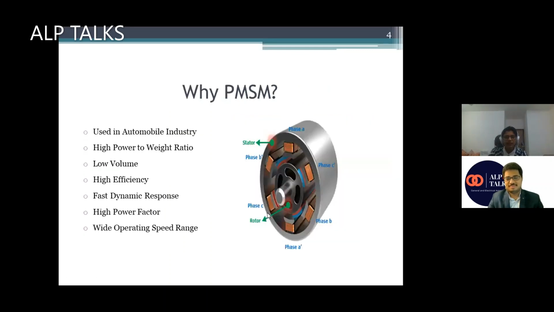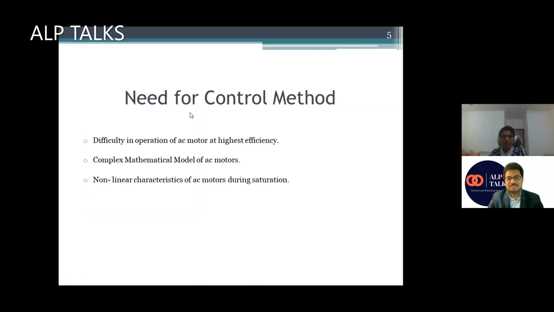And then we'll see why we are using PMSM. We use it now because electric vehicles are emerging more nowadays, so it can be used in automobile industries also. It has a high power to weight ratio, low volume, high efficiency, and high power factor. We can operate it in a wide speed range, and it has a fast dynamic response. So what is the need of control methods?